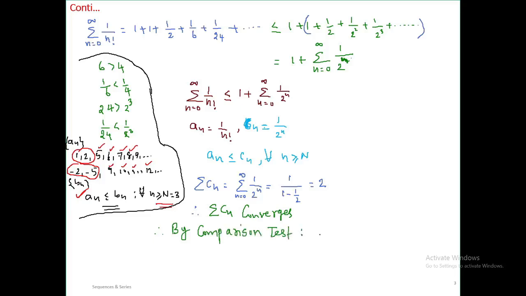The series, n running from 0 to infinity, 1 upon n factorial, is less than or equal to the series whose sum is 2, and in front the first term is 1, so 2 plus 1 is 3. So overall the value is 3. Therefore this series is less than or equal to 3, and it has positive terms, so its sum is more than or equal to 0. The sum is between 0 and 3, therefore the sum is finite. So the series 1 upon n factorial, n running from 0 to infinity, converges.